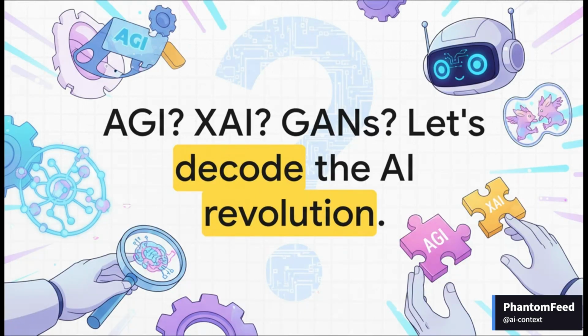It's a total alphabet soup out there, isn't it? AGI, XAI, GANs. It is so easy to get lost. But here's the secret. Behind every one of these acronyms is a really powerful idea. A key that unlocks how AI works, where it's all headed, and maybe most importantly, how we can shape its future. So today, we're going to decode it all, one concept at a time.